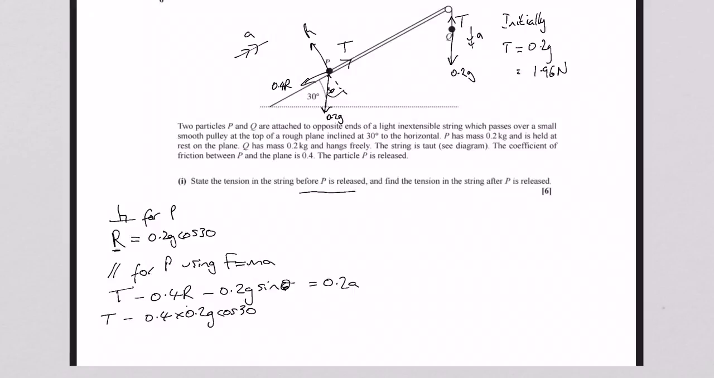Now the theta there, it was 30 actually, so I'll replace that. We've now got 0.2 times sin 30. Sin 30 is a half, times 0.2 is 0.1. It's 0.2a. So we have one equation there with two unknowns, T and a. We get another equation like that. We're going to resolve vertically for Q using F equals ma, and we're going to have the forces down are more than the forces up. It's going to accelerate downwards.